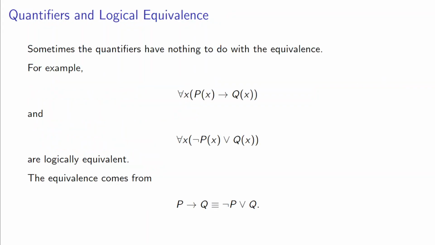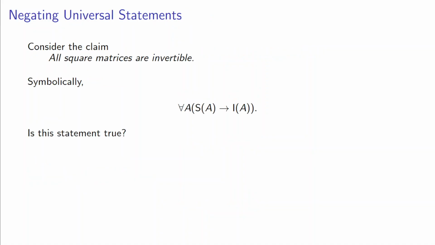Sometimes the quantifiers have nothing to do with the equivalence. So, for example, we could have the statement for all x, if p of x, then q of x, and for all x, if not p of x or q of x. These are logically equivalent, but we've already shown that the statements if p then q and not p or q are always logically equivalent. So the quantifier and the predicates don't actually affect this, but we will see examples where the quantifiers and predicates will play a big role.